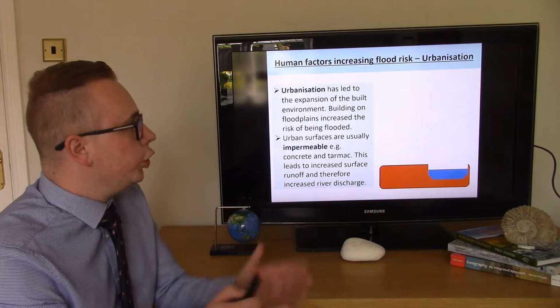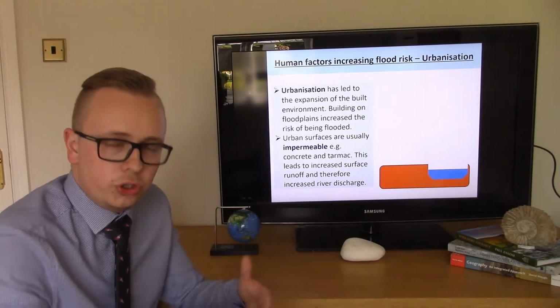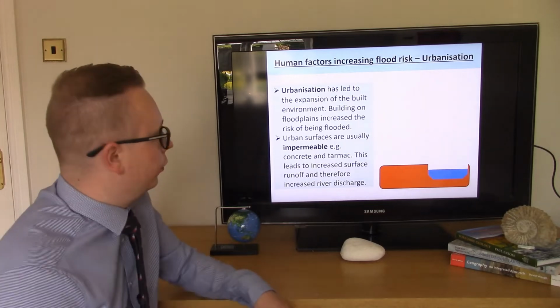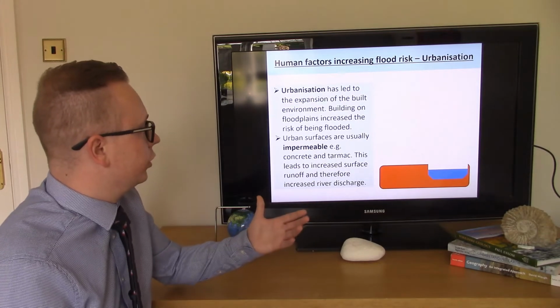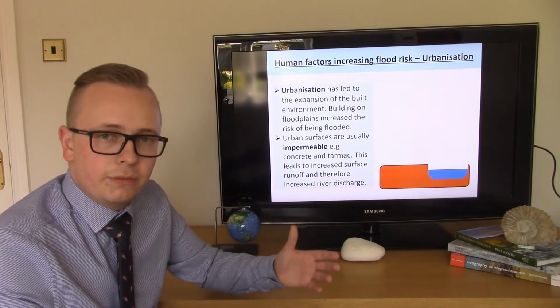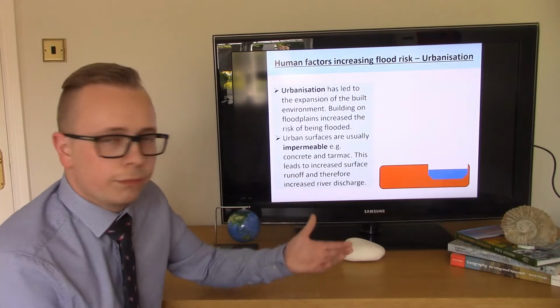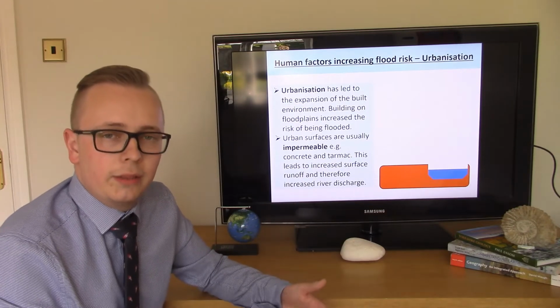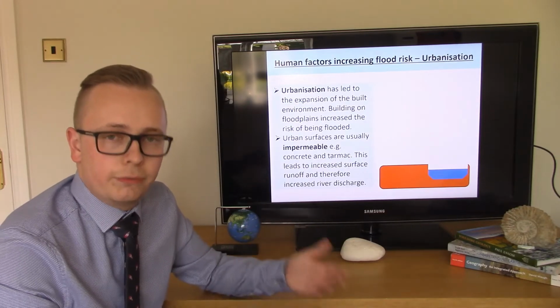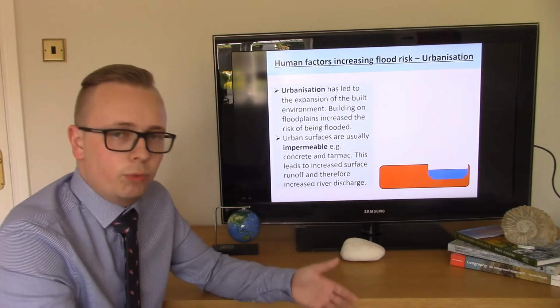We've then got some human factors that increase flood risk, things that we as humans have done to change the landscape to increase the flood risk. And the first one is urbanisation. So in this case we're talking about the expansion of the built environment where humans live. Now part of this is that we build on floodplains. Floodplains are areas of land which naturally flood. So by building on them we're putting our property and lives at risk.